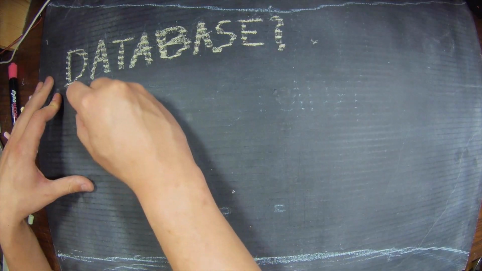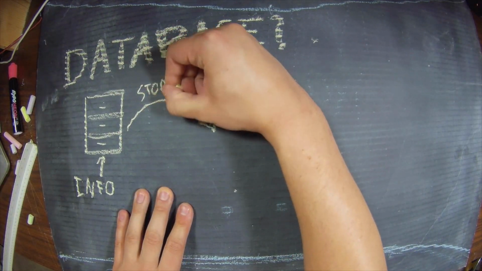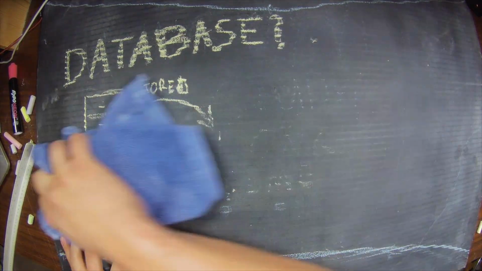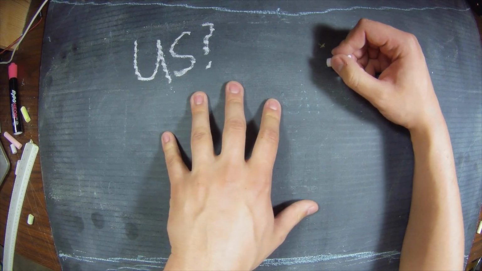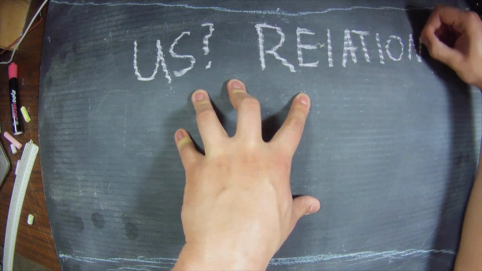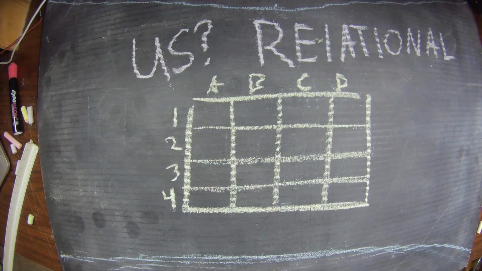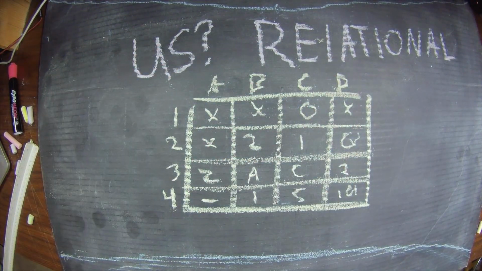So, a database is just a collection of information that's designed to be stored for a long time. And throughout this series, we're really just going to be talking about relational databases. You can think of a relational database as kind of like an Excel sheet. You know, you have rows and columns with data inside of it.